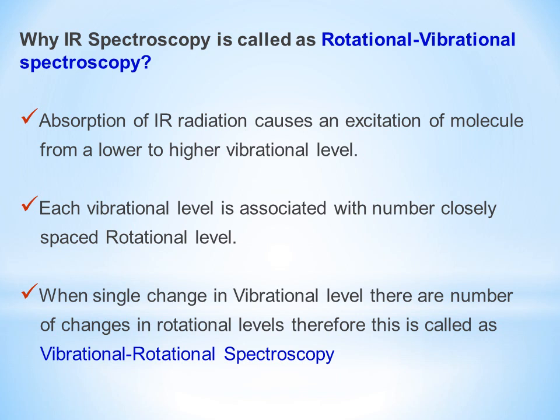That means we can see both changes at a time, vibrational as well as rotational, and that's why we call it rotational and vibrational spectroscopy, just like UV visible spectrophotometry is called electronic spectroscopy. Because in UV visible spectroscopy, whatever changes we observe are at the electronic energy level, but in this case, upon exposure to EMR, we can observe vibrational as well as rotational changes.